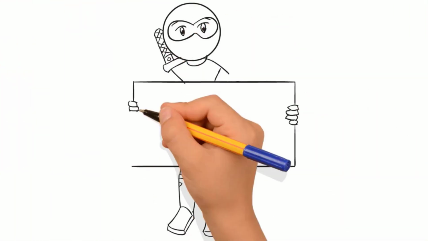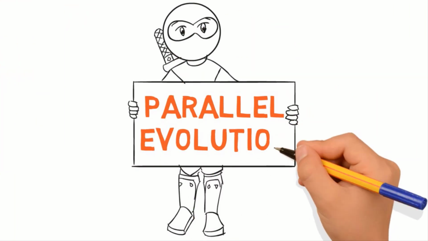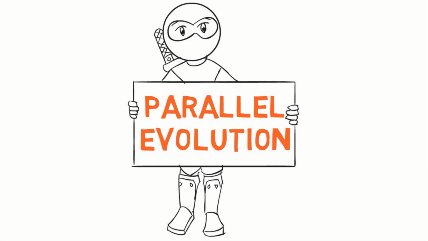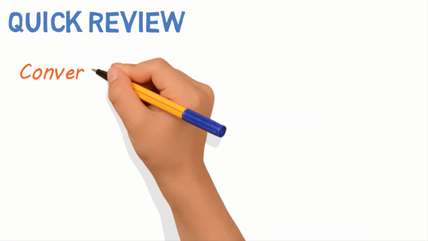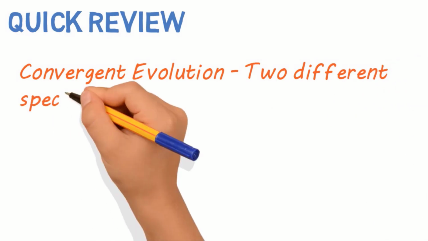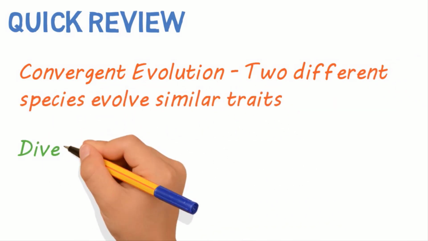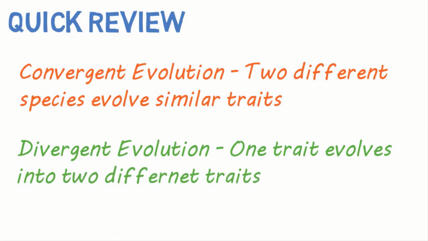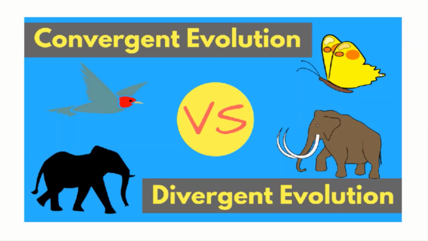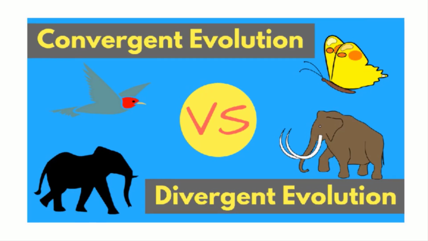Thanks for stopping by. Today I'll be talking about parallel evolution. This is a topic that goes along with convergent and divergent evolution and was suggested to me by Emily D. So thanks for that, Emily. If you remember, convergent evolution occurs when two different species evolve similar traits, and divergent evolution occurs when a trait in a species evolves into two separate traits, eventually resulting in two separate species. For more detail on these, check out my video on convergent versus divergent evolution.